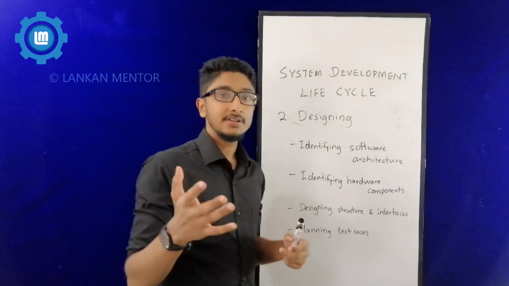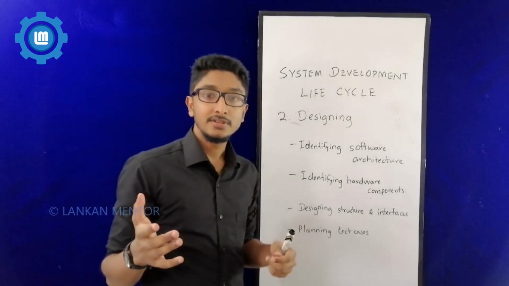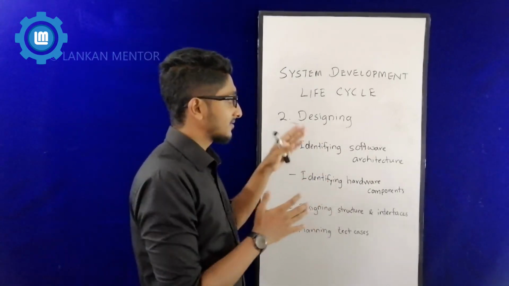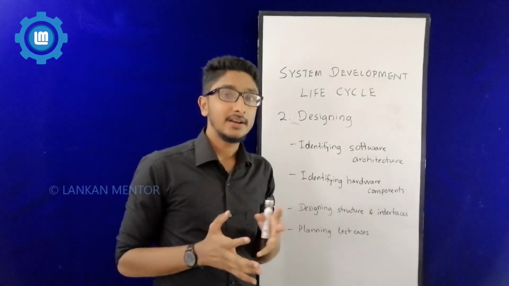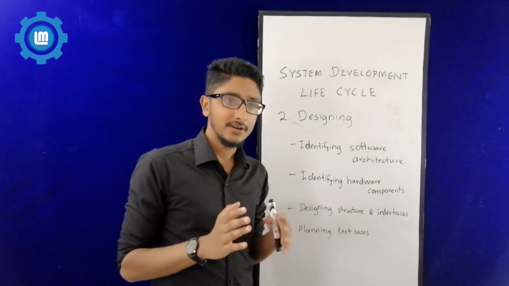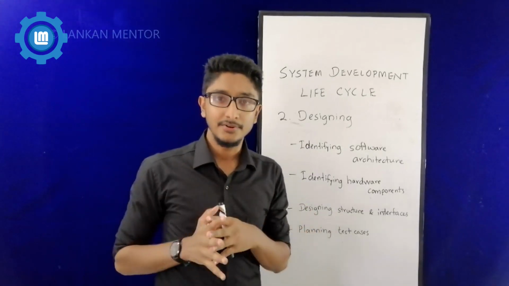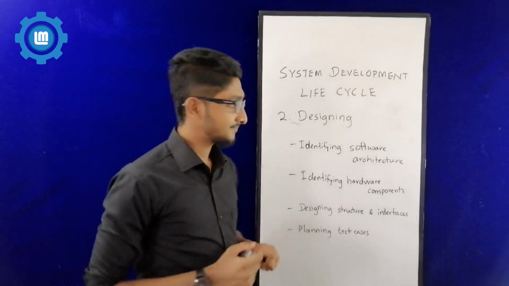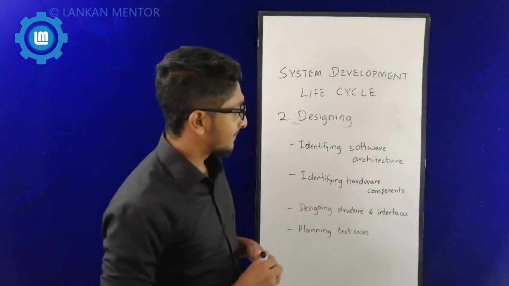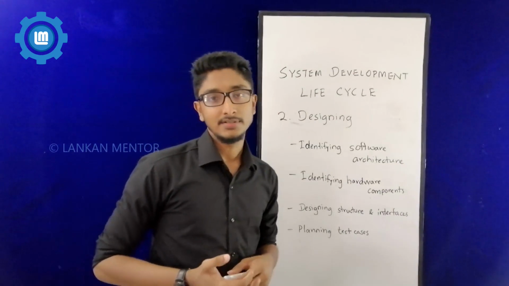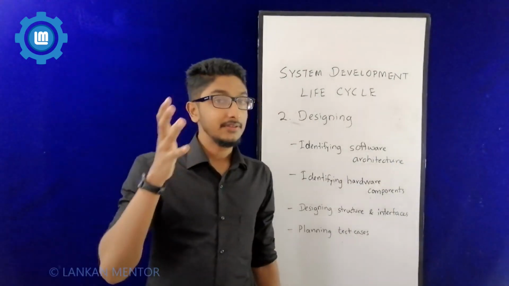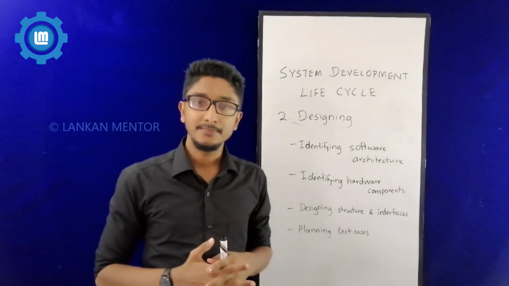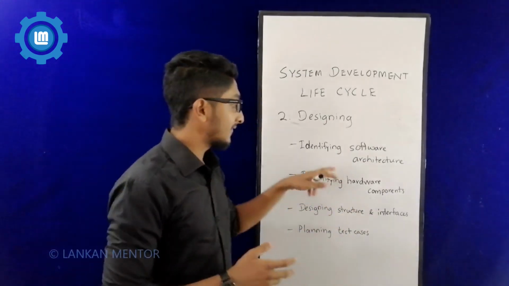Let's say a person who is using a Windows computer cannot use software developed for a Macintosh, right? Likewise, we have to identify the software architecture. Are we developing the software for an Apple Mac, a Windows computer, or an Android tablet? We have to identify the software architecture first. And second, you have to identify the hardware components. Take the previous example: if the customer is from a supermarket and they need a point of sales system for the cashier, then we have to identify the hardware components.